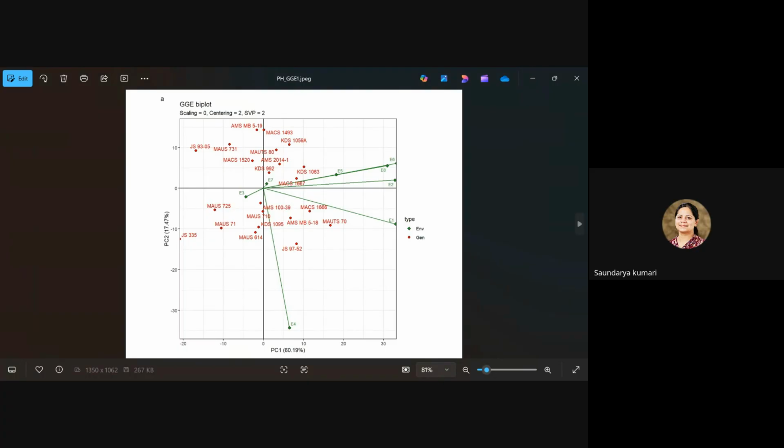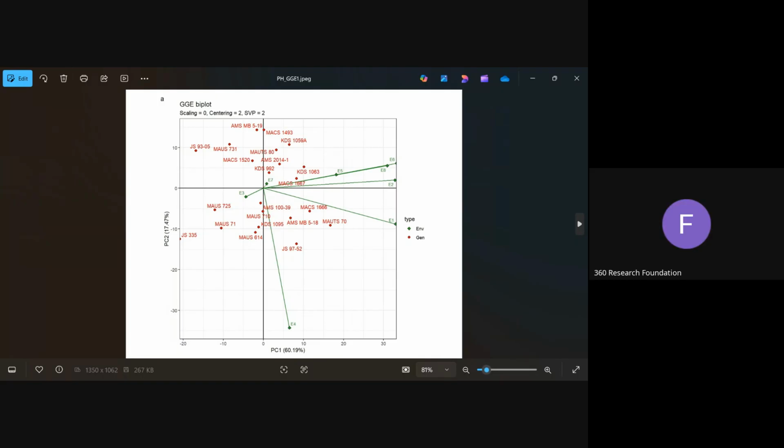Excuse me, sir. Yes. We do like 7 plots, and in this plotting we are studying the interaction of G into E with different genotypes. And after all the analysis, we decide which environment and which genotype is good for our study, like a crop improvement program. Okay, sir.